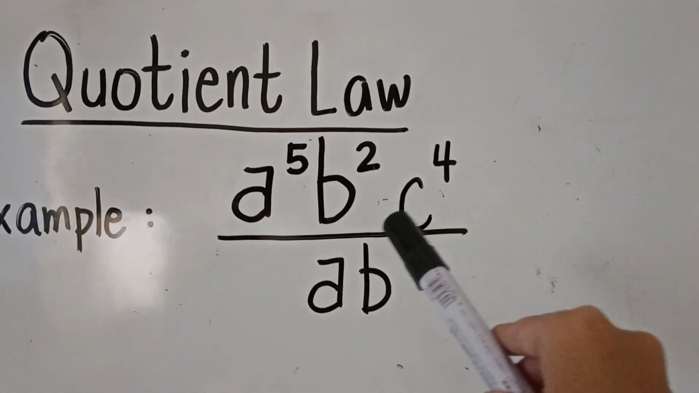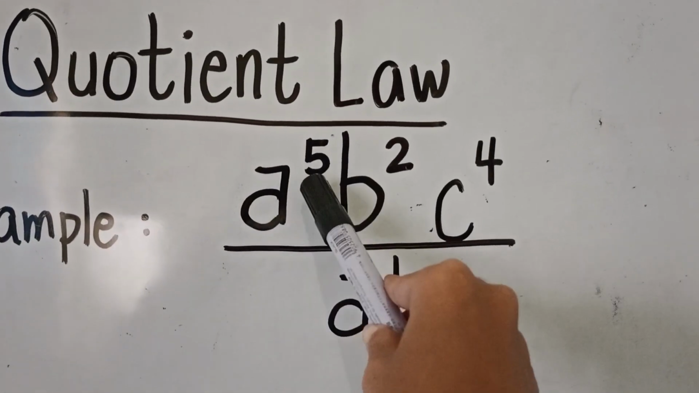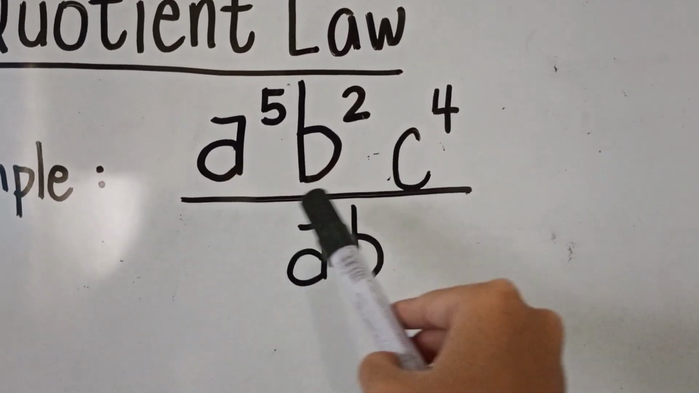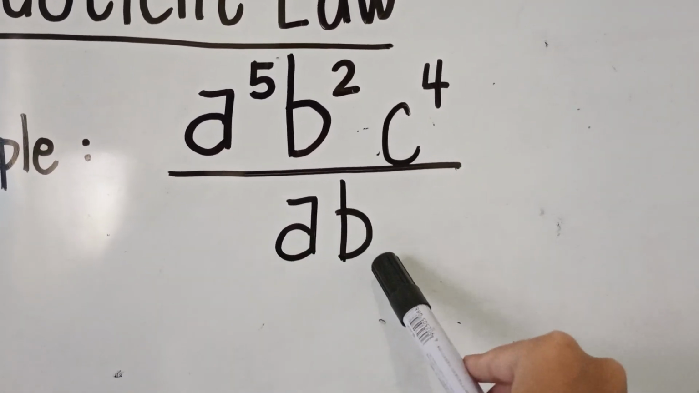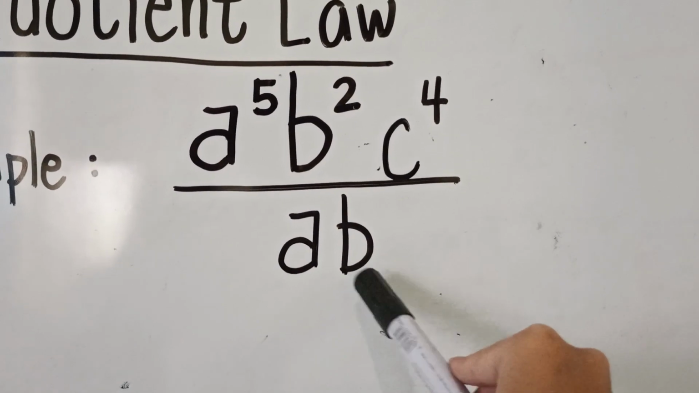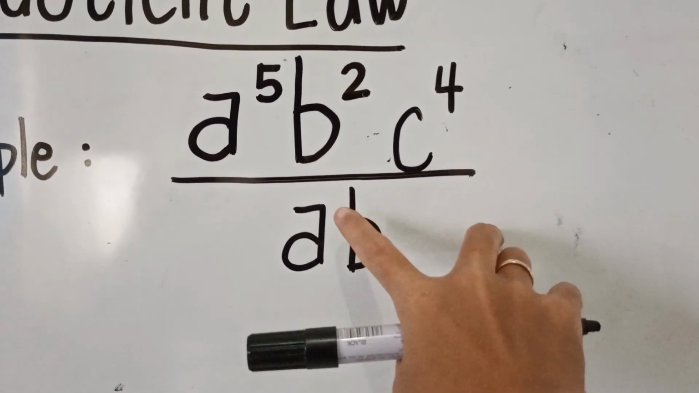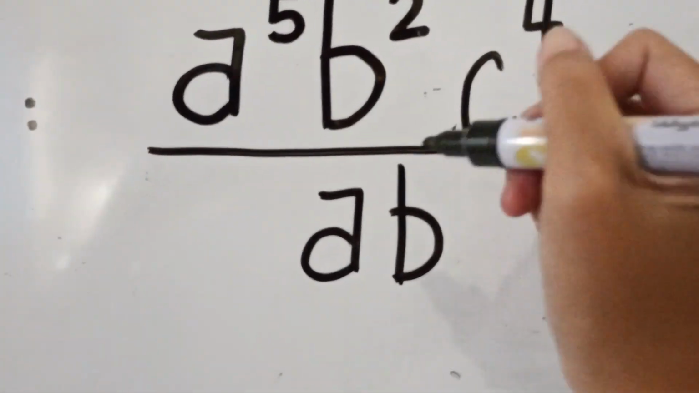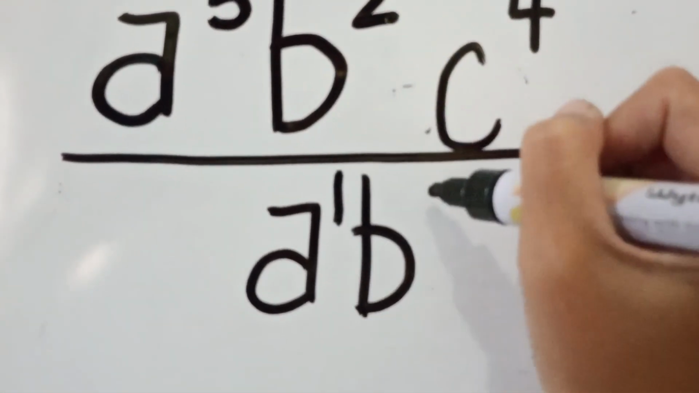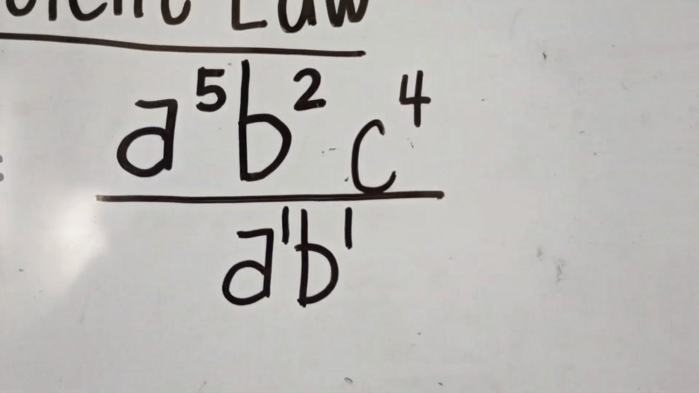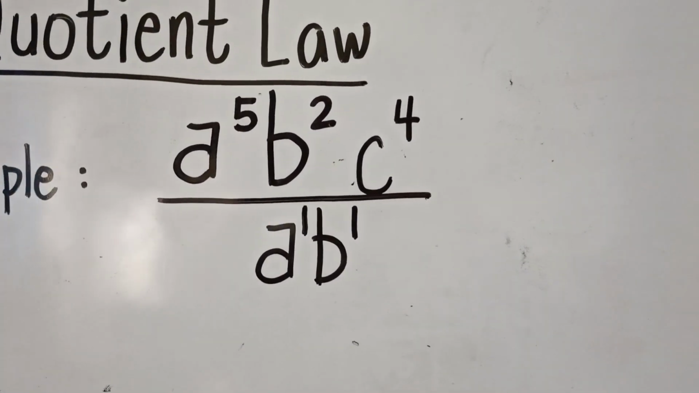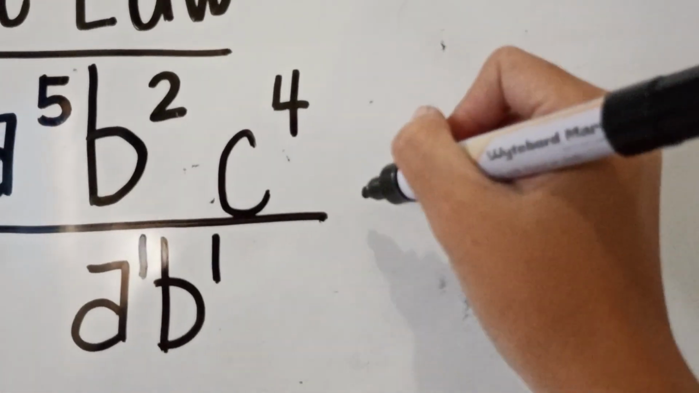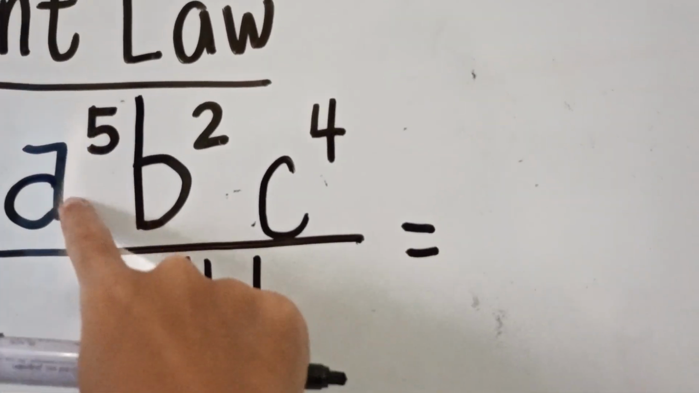Another example we have is a raised to the power of 5, b squared, c raised to the power of 4, all over ab. Alright, now as you can see at the lower part, a and b don't have any exponents. However, there is an invisible 1 on each of these variables. So we should be very careful with that. Alright, now let's start doing the solution.